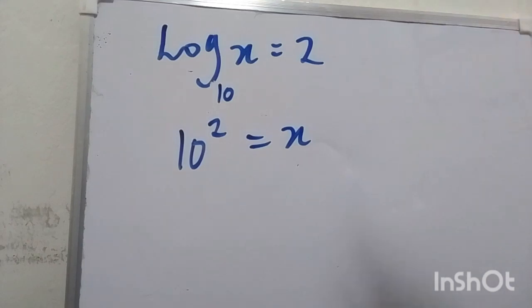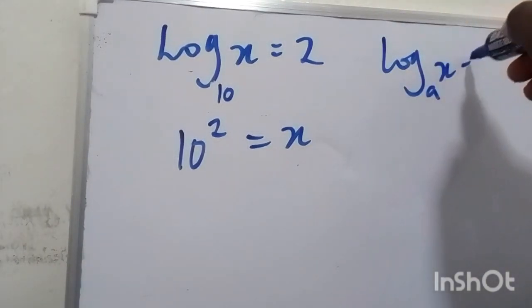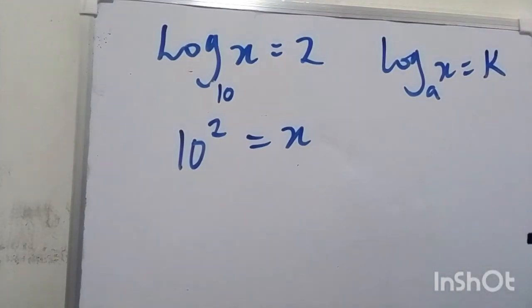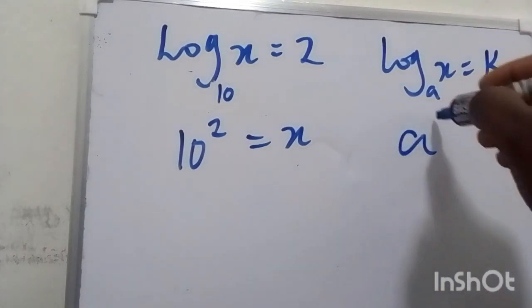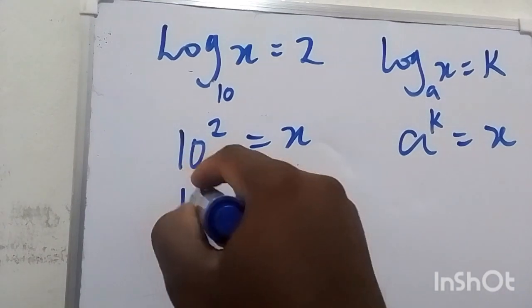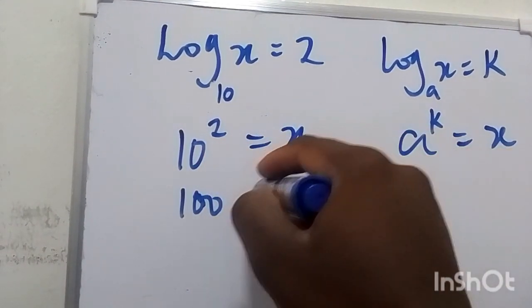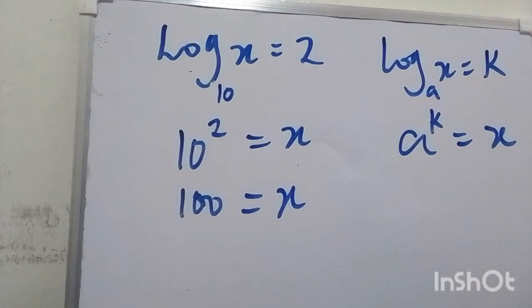Because the law says when it is log base a of x equals k, what are you going to do? It says a power k equals x. So that's what you are going to do here also. So 10 power 2 is 100, not 20. Because some of you will say, oh, 20. No, it's not 20. It is 100. Okay, so that's the answer to that.